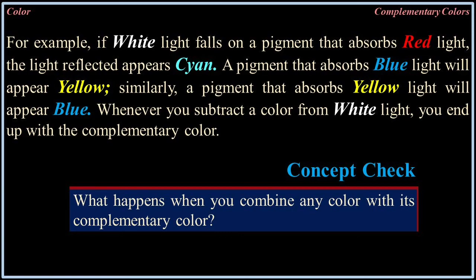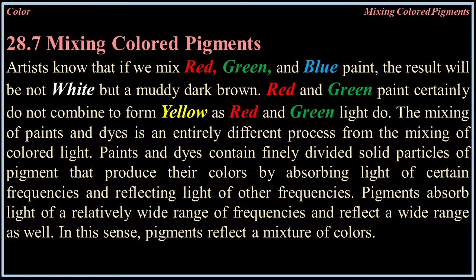For example, if white light falls on a pigment that absorbs red light, the light reflected appears cyan. A pigment that absorbs blue light will appear yellow. Similarly, a pigment that absorbs yellow light will appear blue. Whenever you subtract a color from white light, you end up with the complementary color. Concept check. What happens when you combine any color with its complementary color?